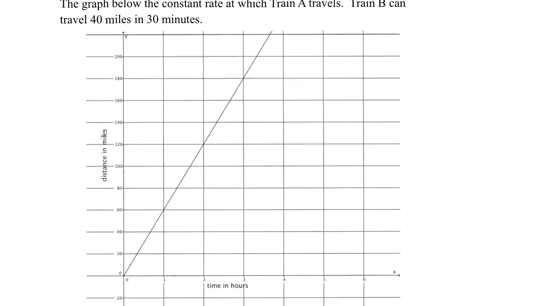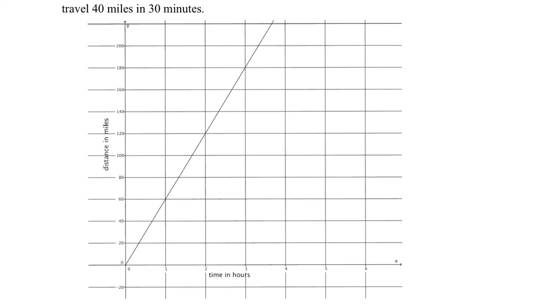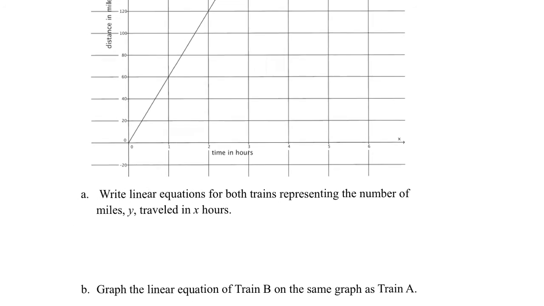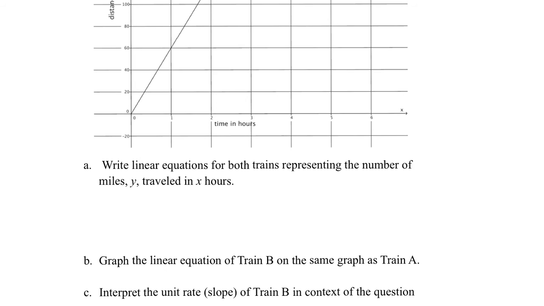So train A is the graph, and train B is 40 miles in 30 minutes. Well, what would that be in hours? Well, the good news is that train B, if it's 30 minutes, I can just double it to get an hour. So that means that train B is traveling 80 miles in 1 hour. Okay, so we're going to need to know that because it's 40 miles in 30 minutes. All right, here we go. Write linear equations for both trains in hours. Notice in hours.